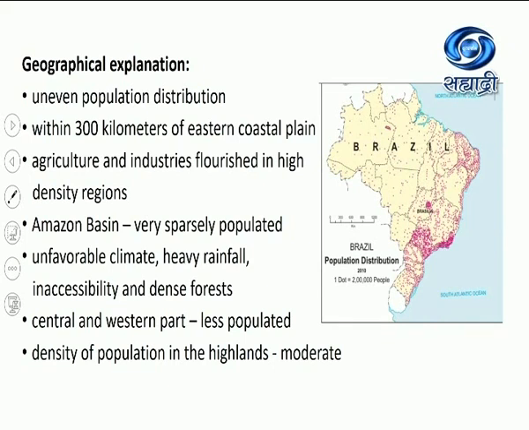And it is also inaccessible because of the dense forest. So that is why you will find very low population in the Amazon basin. Only a few tribes might be living in that particular area. The central and western part of this country has less population. Density of population is high or moderate in the highland regions.